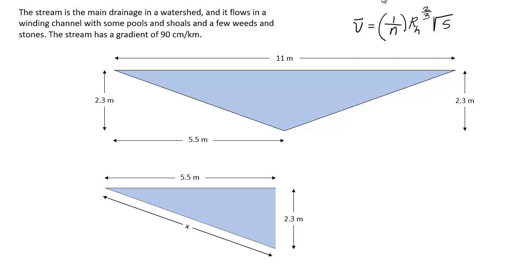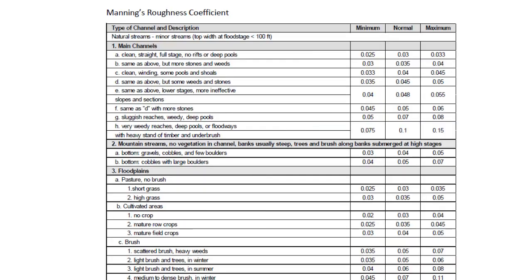If we read the description of the stream, it says it's the main stream, main drainage, and it flows in a winding channel with some pools and shoals and a few weeds and stones. So if we go to the chart, here it is reproduced. It's a main channel with winding, some pools and shoals, but also some weeds and stones. So we're going to use 1D. We're going to estimate the Manning coefficient as 1D.